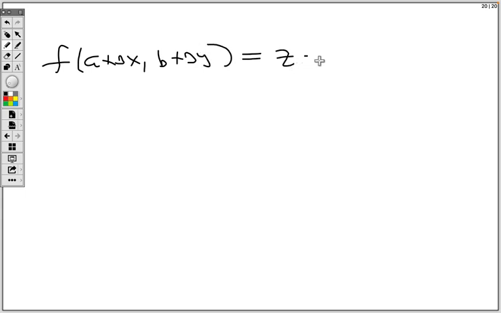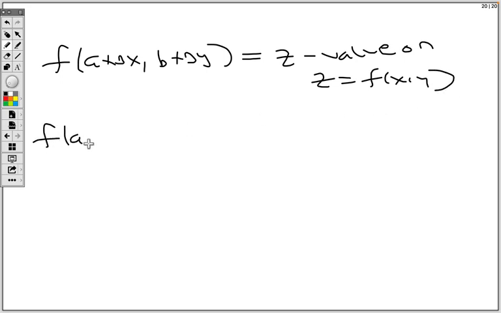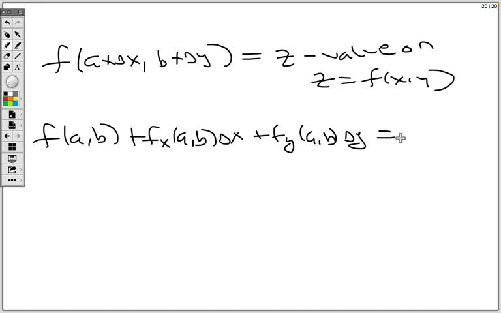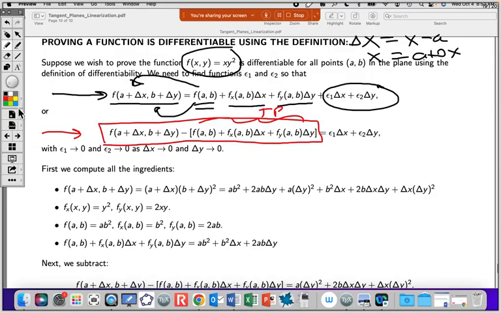This is the z value on the surface, z equals f of x, y. The f of ab plus fx at ab delta x plus fy at ab delta y, this is the z value on the tangent plane, and we're going to look at the difference of these, and we're going to show the difference of these can be written in this specific form. Right? So first we compute all the ingredients.